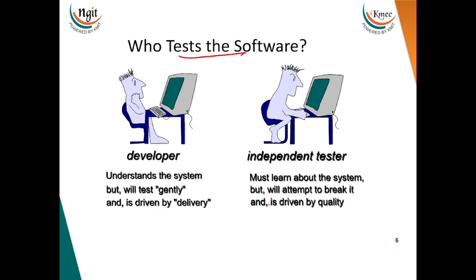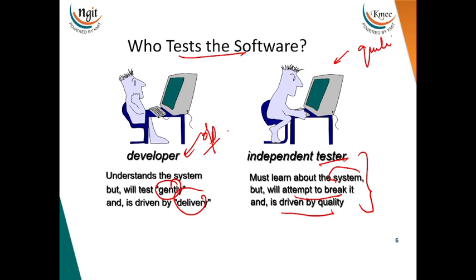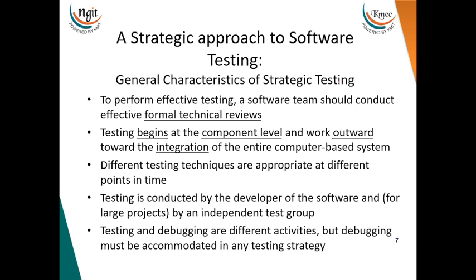Who tests the software? The developer understands the system, but will test gently, and is driven by delivery. Whereas an independent tester must learn about the system, but will attempt to break it, and is driven by quality. Here, the independent tester works by quality, and it will give you the output. So the tester will work based on quality.